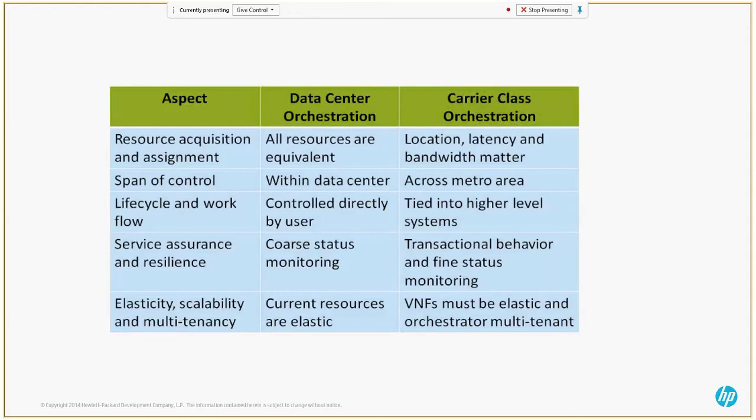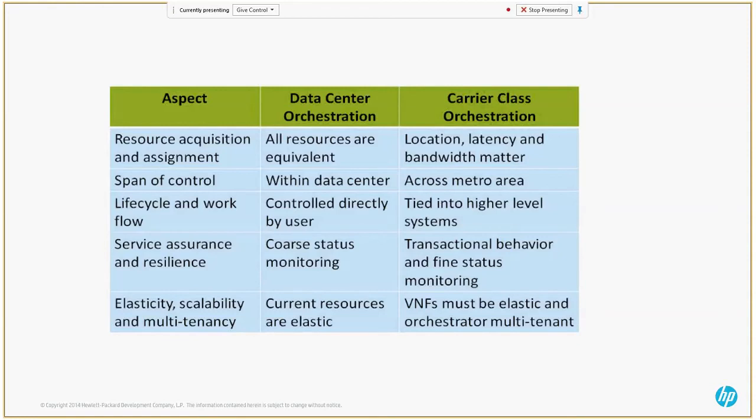And as is self-evident by now, data center orchestration like Heat is basically within the same data center, whereas a carrier class orchestrator like NFV Director or any other orchestrator will have to deal with several data centers, and it can be across a metro area. Data center orchestration is tied directly to the user and controlled by the user. An individual user can go ahead and request a Heat stack being created, while a carrier class orchestration is linked into higher level BSS and OSS systems.